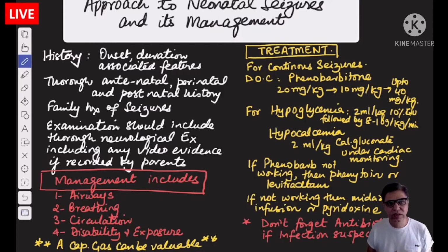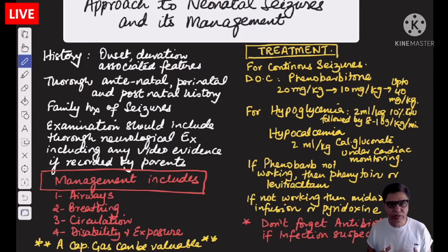The very first thing in any child who has got any type of seizure, whether it's a subtle seizure, tonic, clonic or myoclonic, you always start with your airways. So you will look at whether the airway is clear or not. If the airway is not clear, obviously you have to clear it, put in any airway adjuncts, or do some maneuvers to open up the airway.